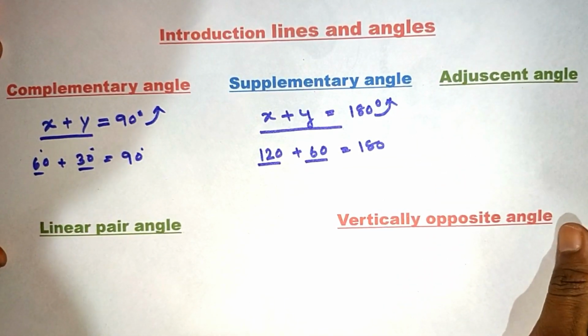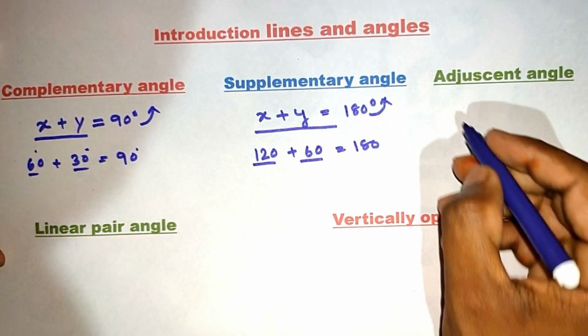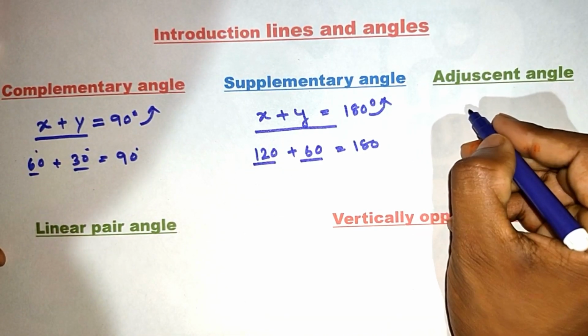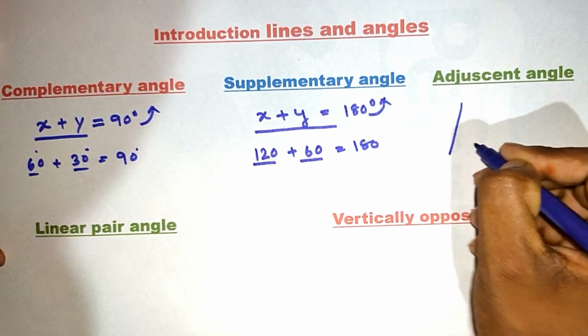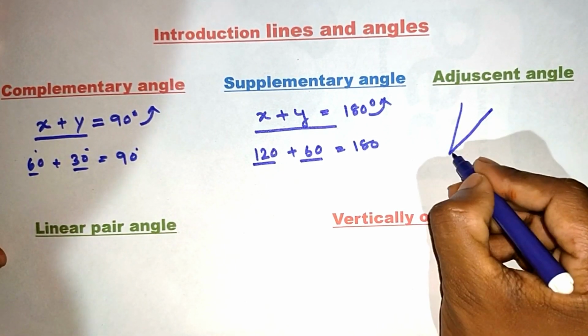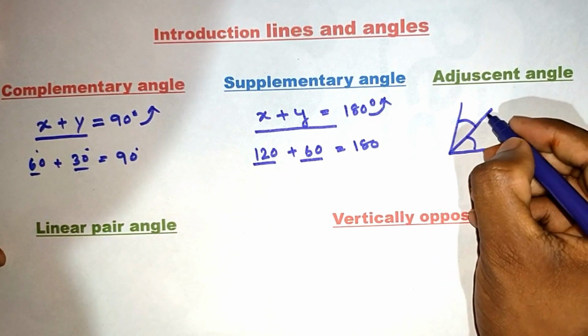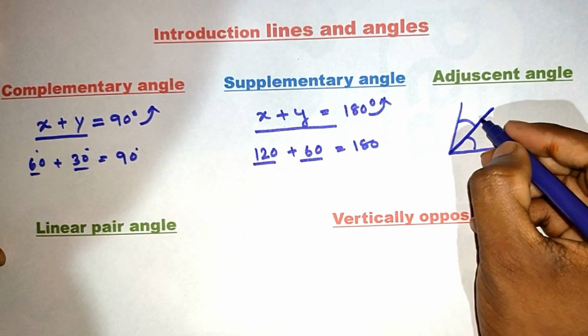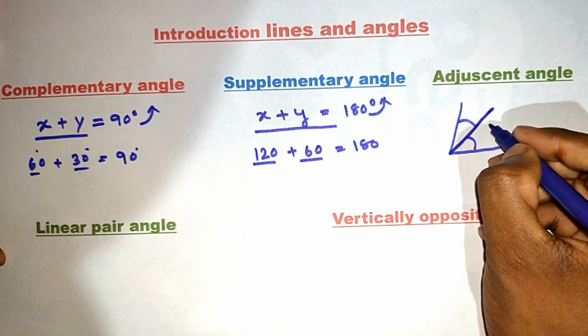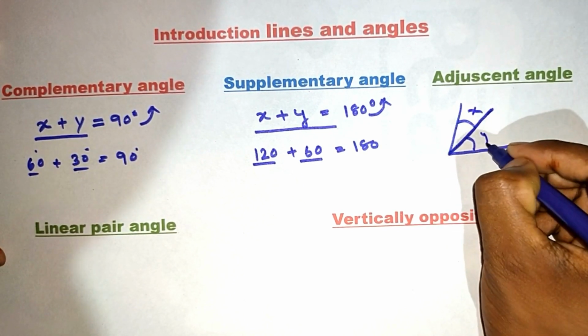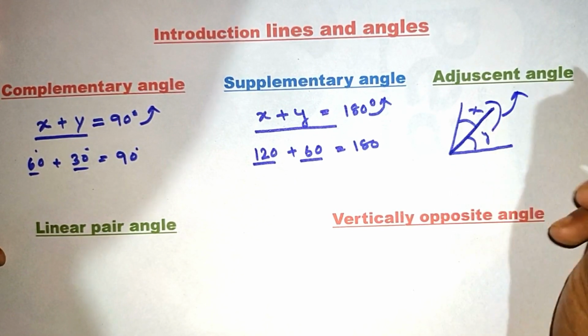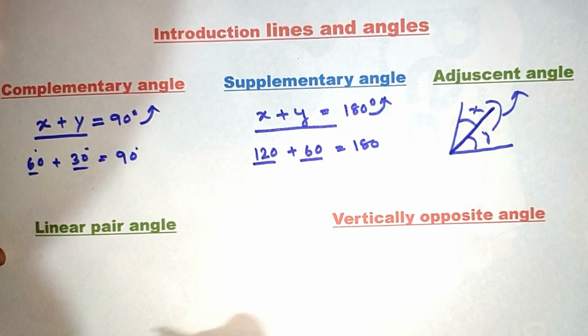Now adjacent angle. So what are adjacent angles? Two angles having a common arm. This is an angle and this is an angle. This is an angle and this is an angle. And these two angles have this common arm. So this type of angle is called an adjacent angle. So x and y are adjacent angles because they have one common arm.